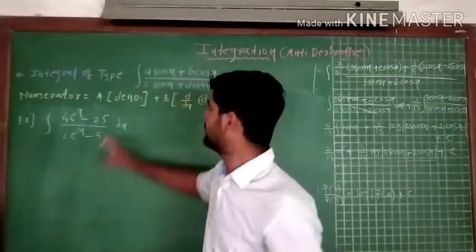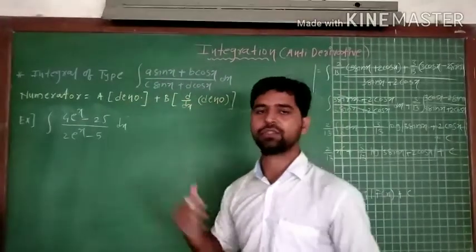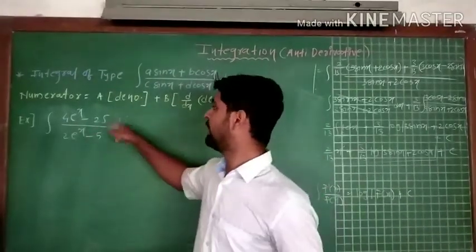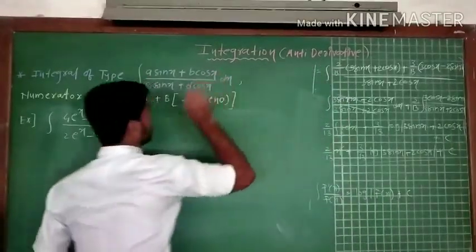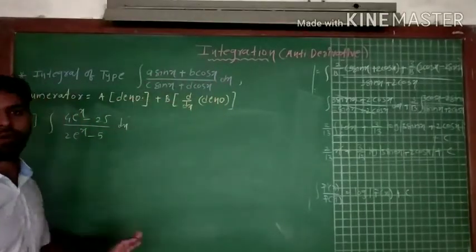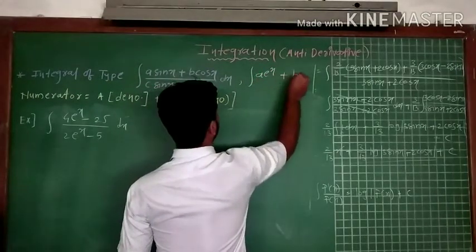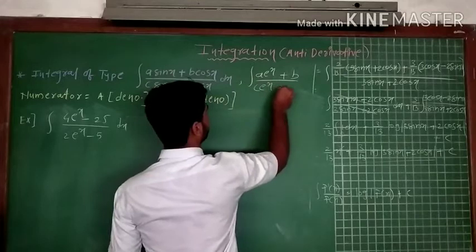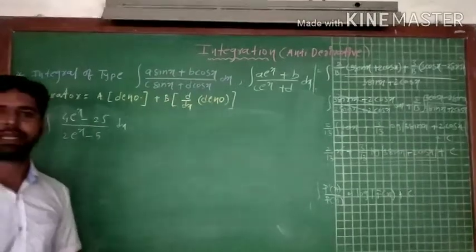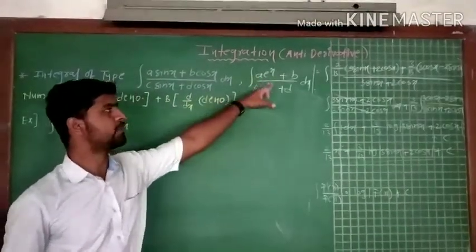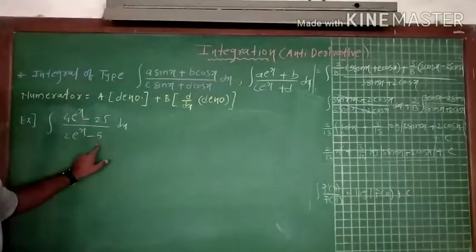You will have a question like, sir, this is not in the form of (a sin x + b cos x) divided by (c sin x + d cos x). This is not in our required form, so why are we applying this method to this example also? But this method is applicable for one more type. The type is (a e^x + b) divided by (c e^x + d) dx. This method is applicable for that type also.